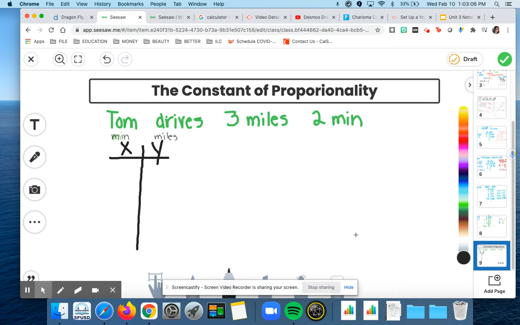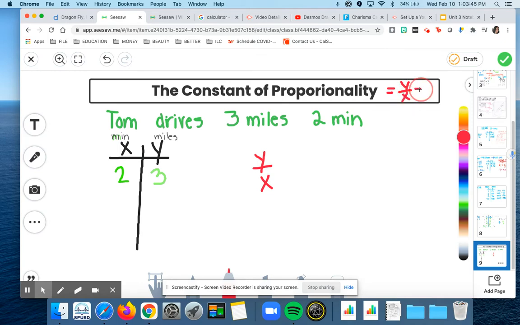Okay, so let's start filling in our table. I know that Tom drives 3 miles, so I put the miles over there, and then 2 minutes. Well, how do I fill in the rest of the table, you're wondering? The constant of proportionality is equal to the Y value divided by X. So that equals Y divided by X.